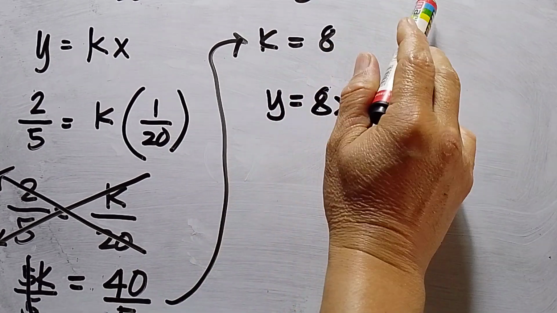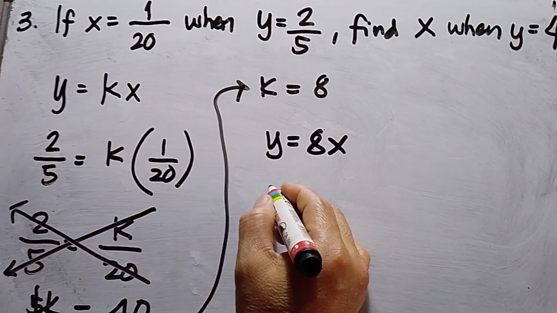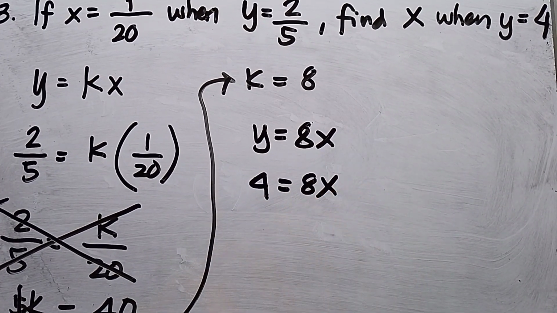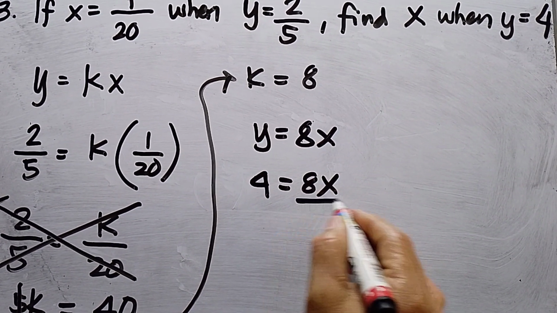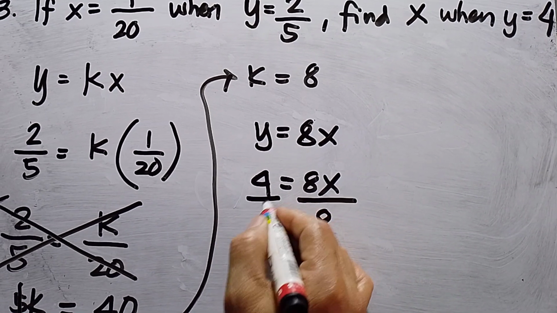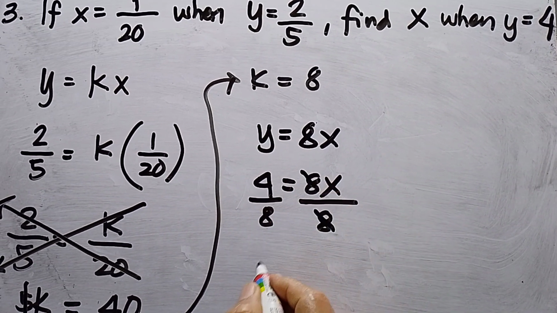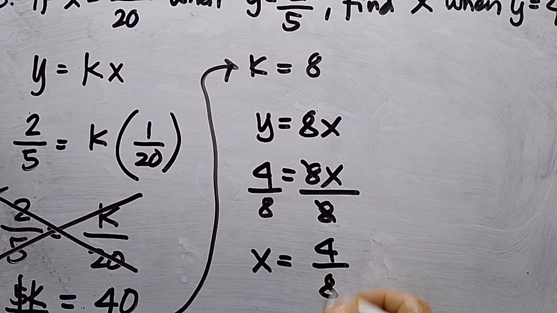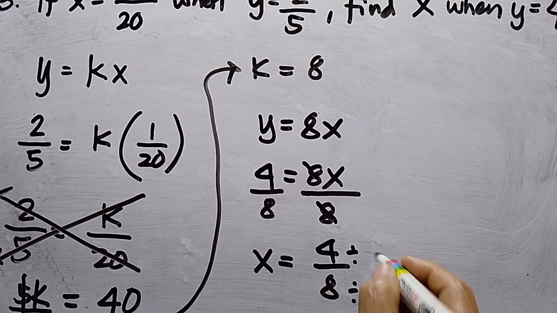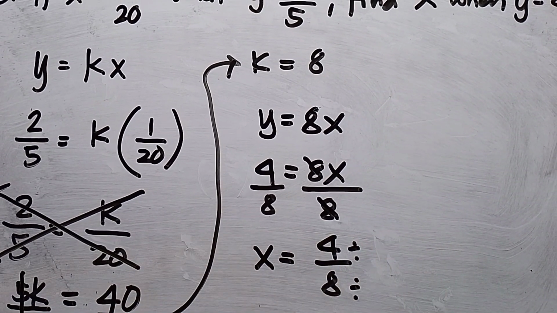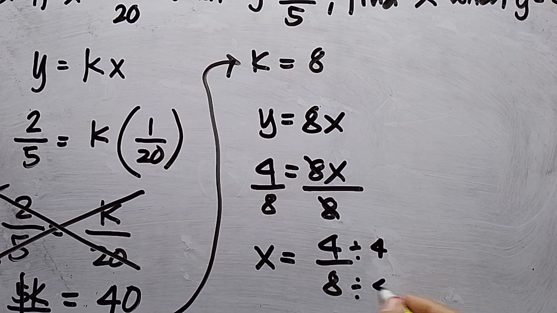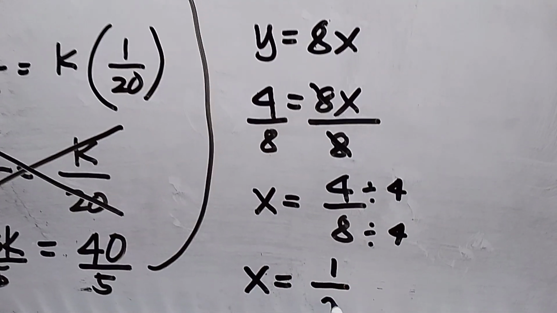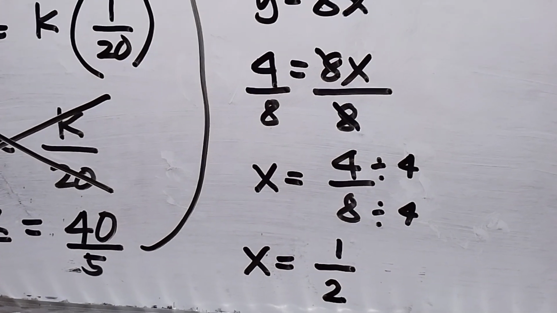Now find the value of x when y equals 4. So y is 4, and then find the value of x. To find the value of x, I need to divide both sides by 8. So x is equal to 4 over 8. And since this is a fraction, we need to divide using the GCF between 4 and 8, which is 4. So x will be equal to 1 over 2. So the answer for number 3 is 1 over 2. That's all.